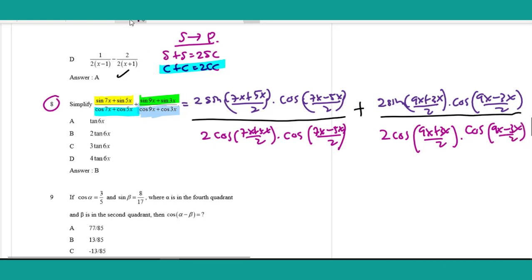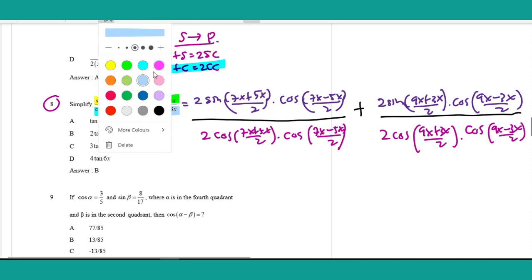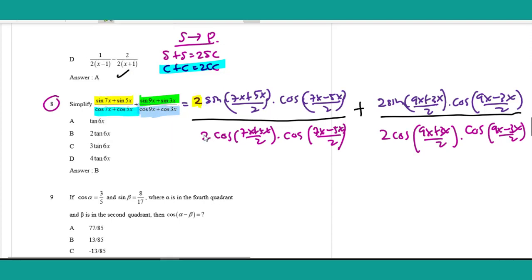How do I remember this? The hint is that when these are all 2, up here you should divide by 2. Divide by 2 and simplify. Cancel. This one can be cancelled. Okay, cancel.